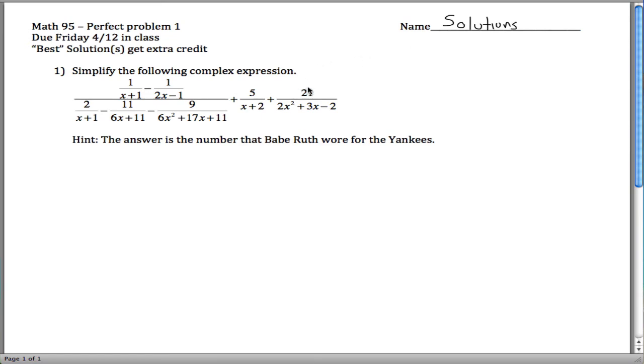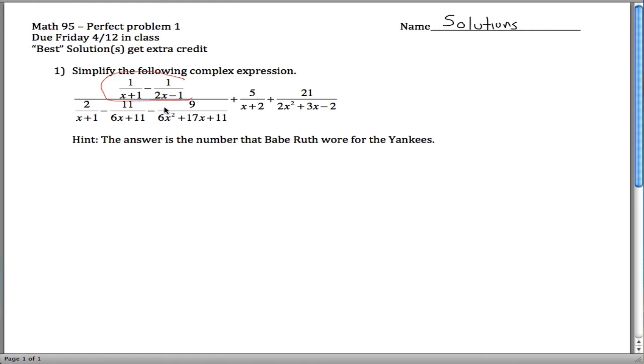Okay, here is the solution to perfect problem 1. Kind of a ridiculous problem, but anyways, let's do it. I think the easiest way to attack this problem is to break it up into chunks, because it's a little bit overwhelming if you look at it all at once.